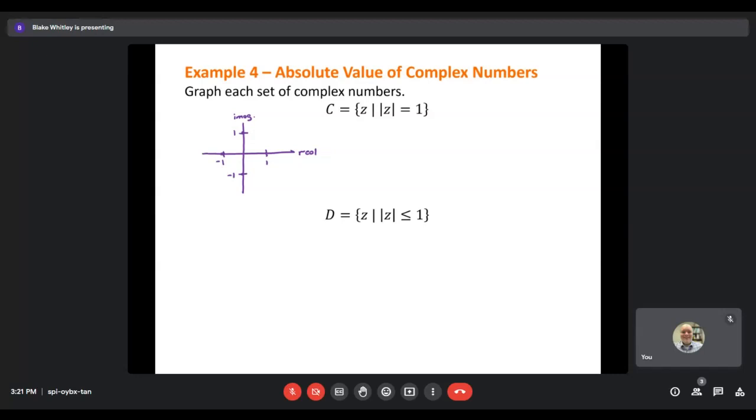Now, if I want every single point whose modulus is 1, what I'm going to have to do is draw a circle. So we end up with a circle that goes through all of those points there, because every single point along that circle would have a radius of 1, so the distance away from the origin is always going to be 1.